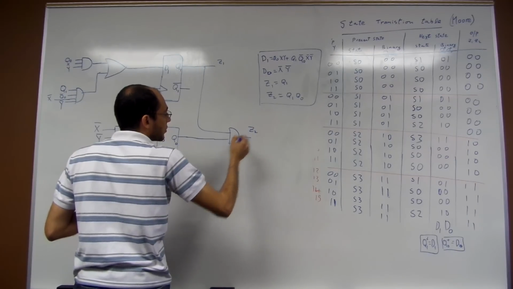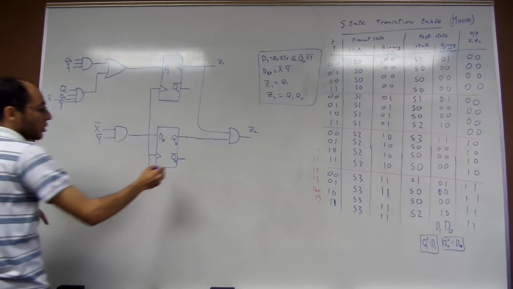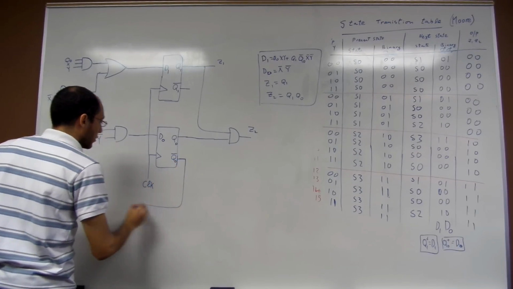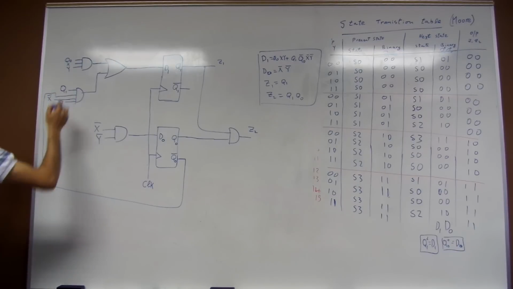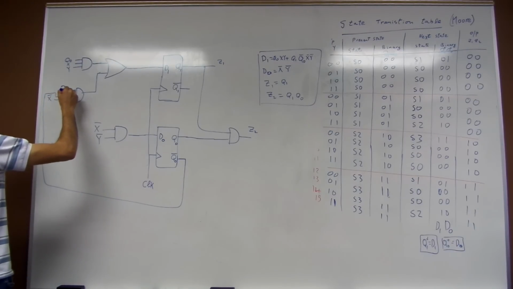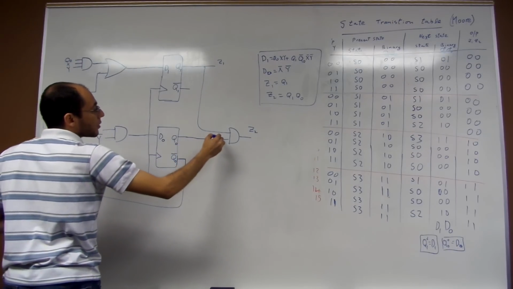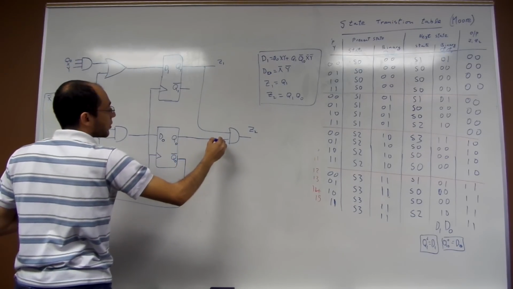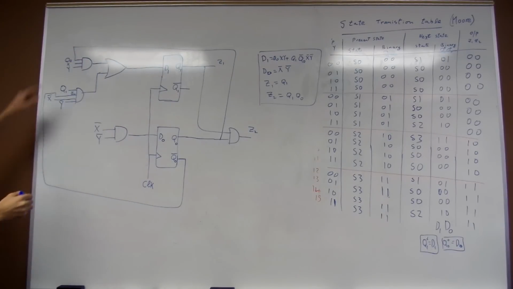That is Z2. At the end, if you would like to connect this to that, this is okay. If not, that's fine as well. So this is Q0 bar, and this is Q. And X and Y are the input switches.